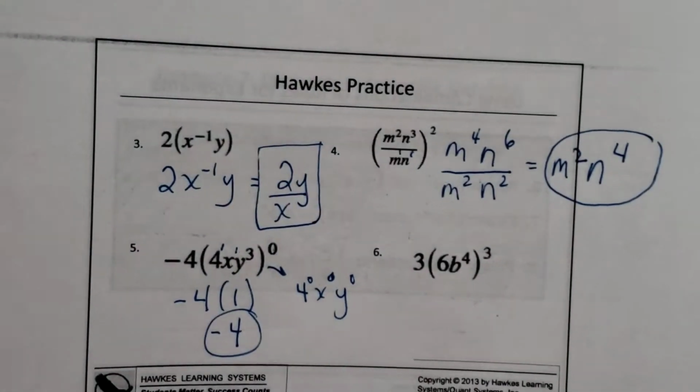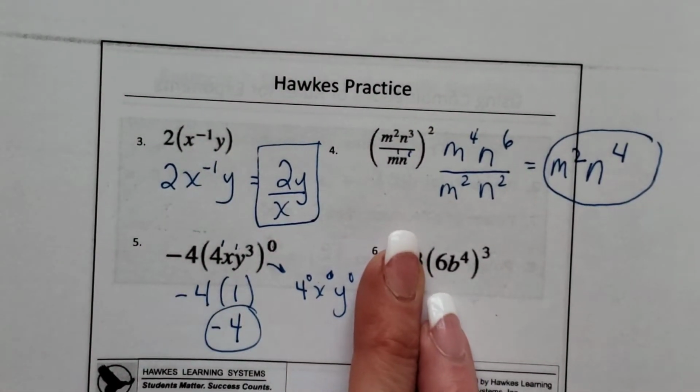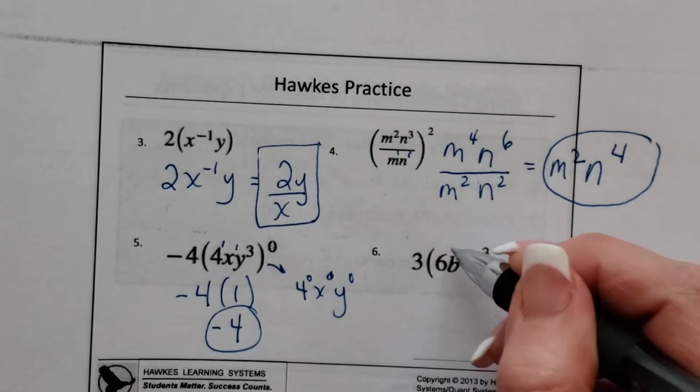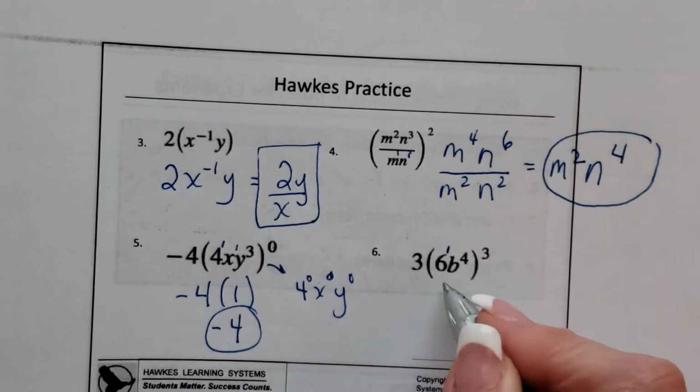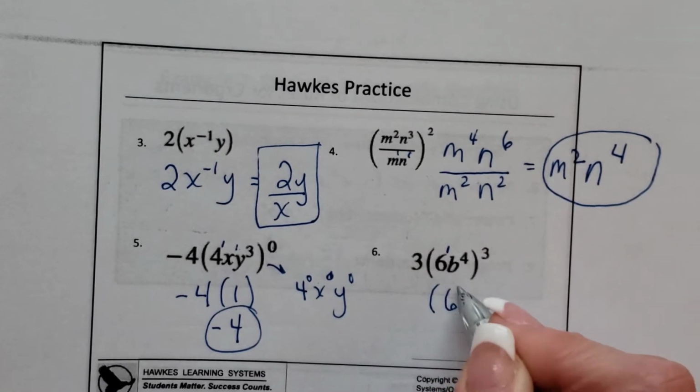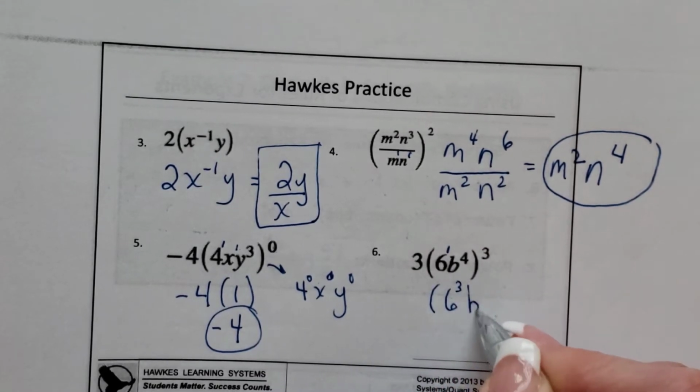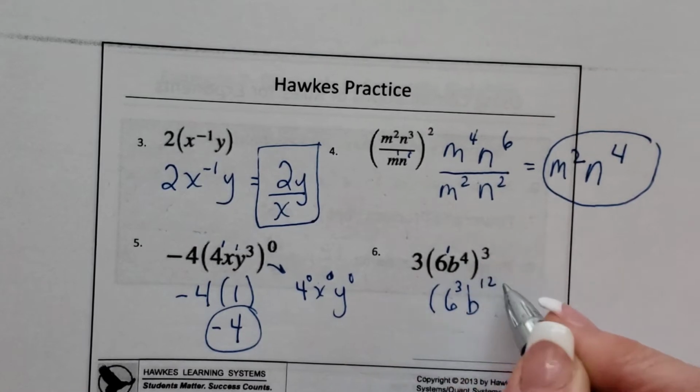Number 6, we cannot deal with that 3 until we have distributed that exponent of 3 right there. So 3 times 1 is 3, so I'm ignoring that 3 for a minute. So I'd have 6 to the third times b to the 12th, because 4 times 3 is 12.